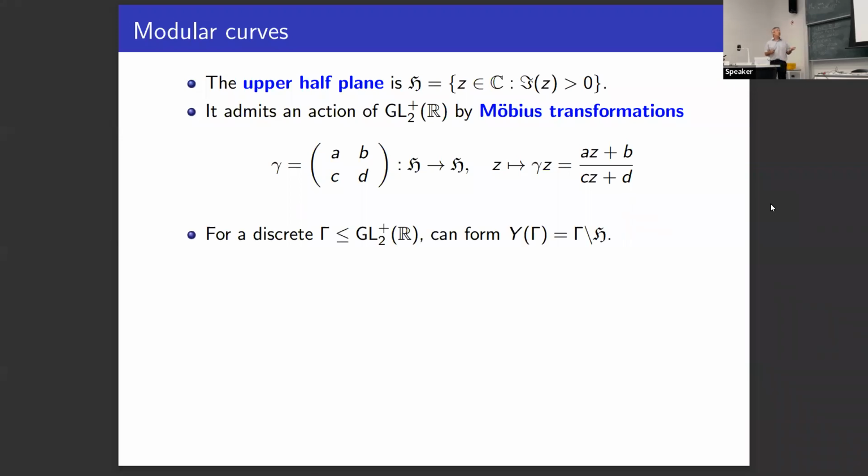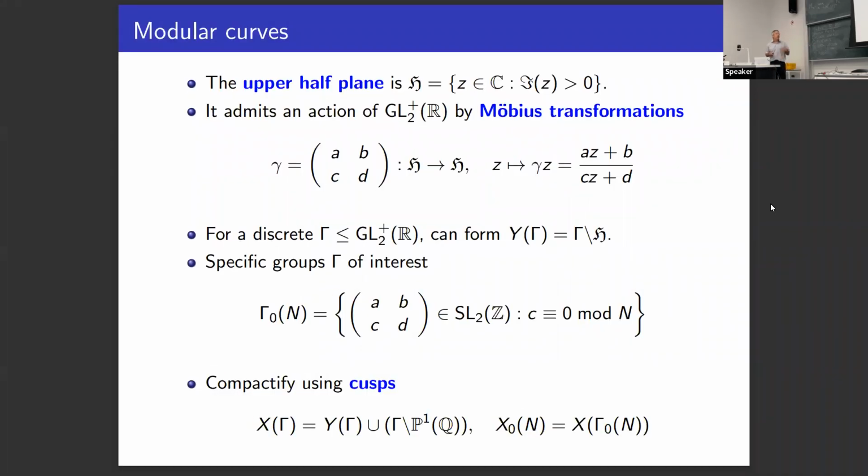So you all know what a modular curve is, but maybe the important point is that we're going to consider an arbitrary discrete subgroup of GL2 plus R, and not just your gamma naught of n that you're used to. So our modular curves are X of gamma for an arbitrary congruence subgroup gamma. I will denote by X of gamma the compactified modular curve, and X naught of n the usual modular curves that you're used to working with.